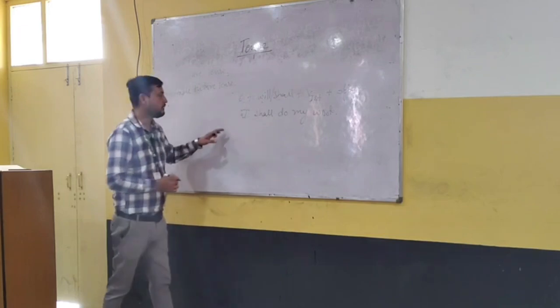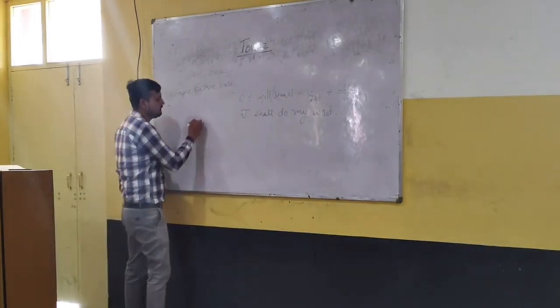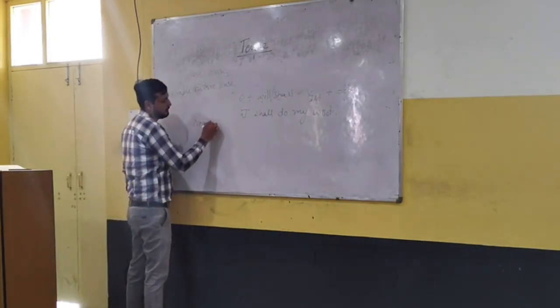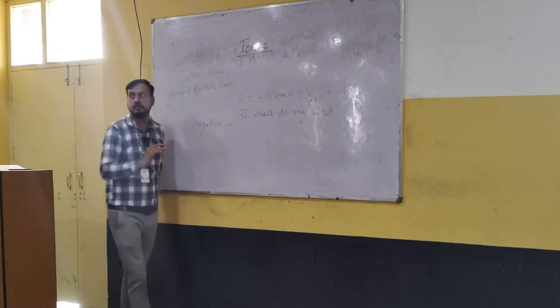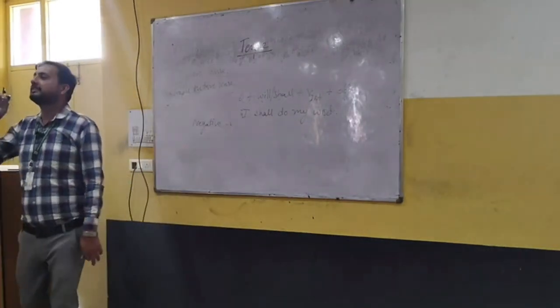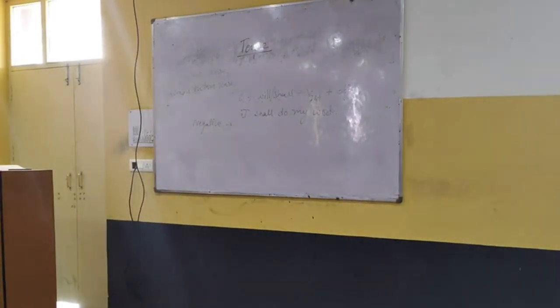Clear? Now the negative is, okay, one. Are you getting? Subject plus will, shall plus verb first form plus object. The sentence is I shall do my work.